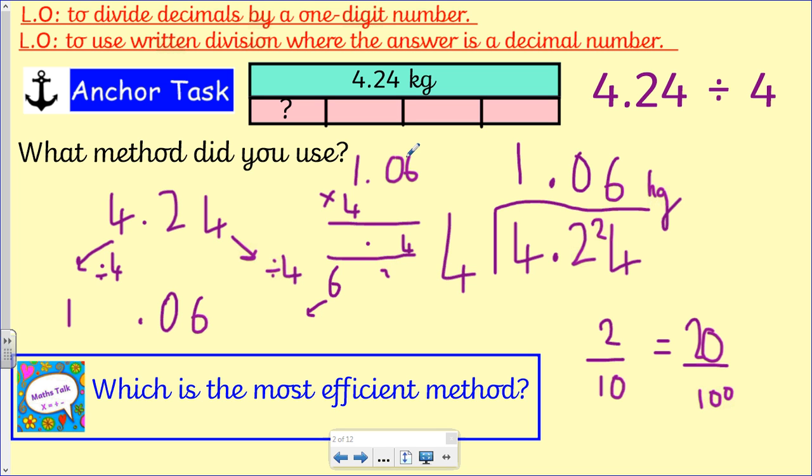4 times 0 is 0, add the 2 on. And 4 times 1 is 4, which gets me back to the correct answer. So I know that I'm right.